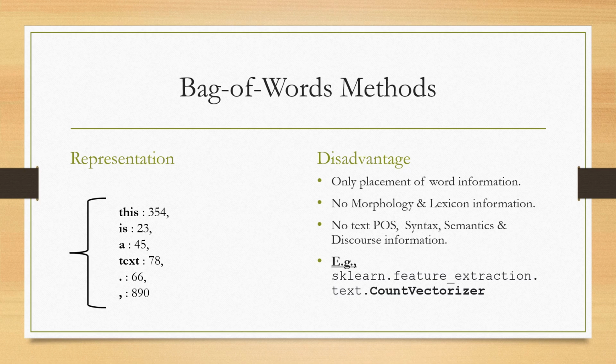The sklearn feature extraction text CountVectorizer is a good example of this. You can read about it. This module converts the token information into a one hot vector, but the concept of this remains the same as we discussed.